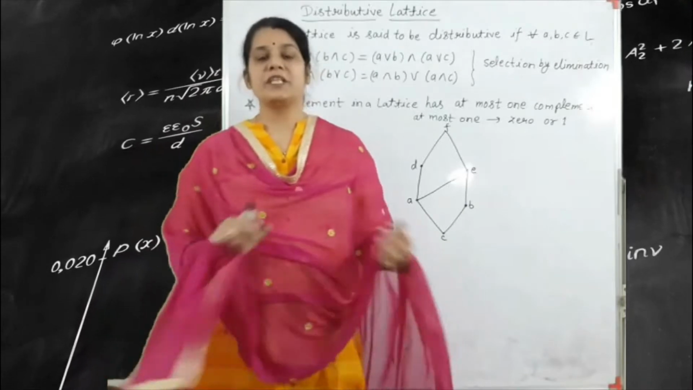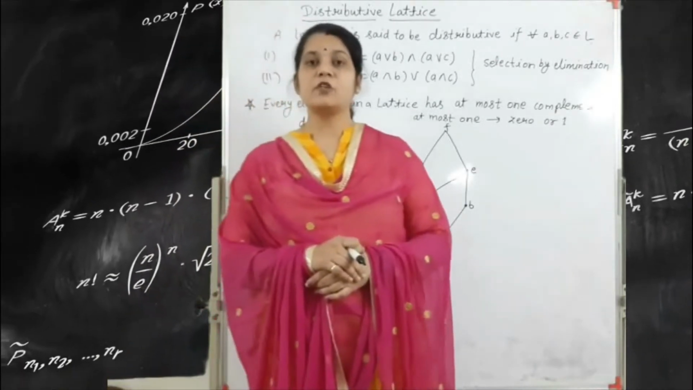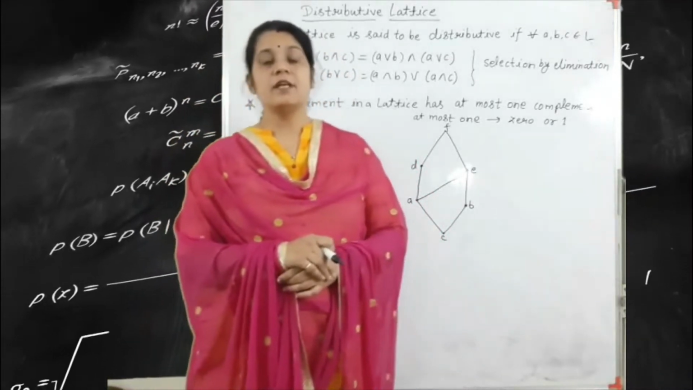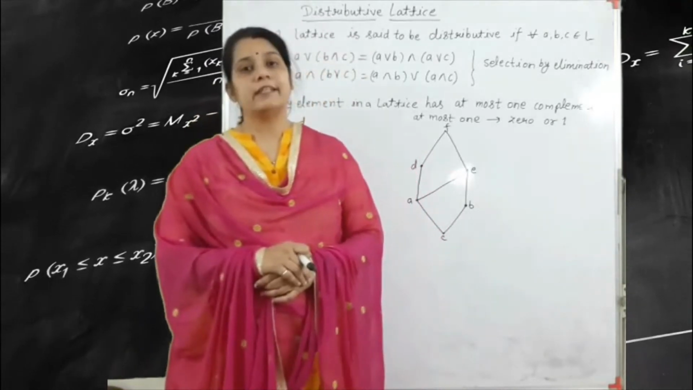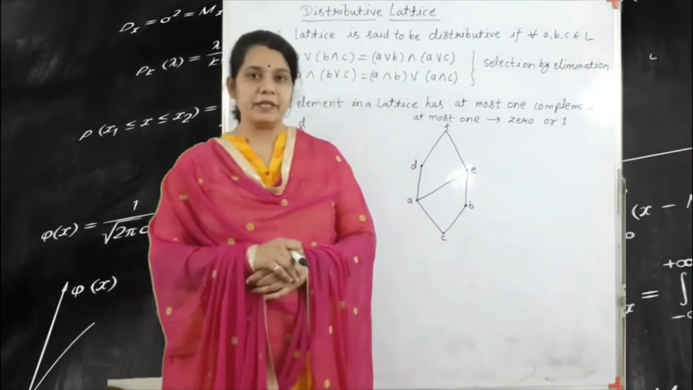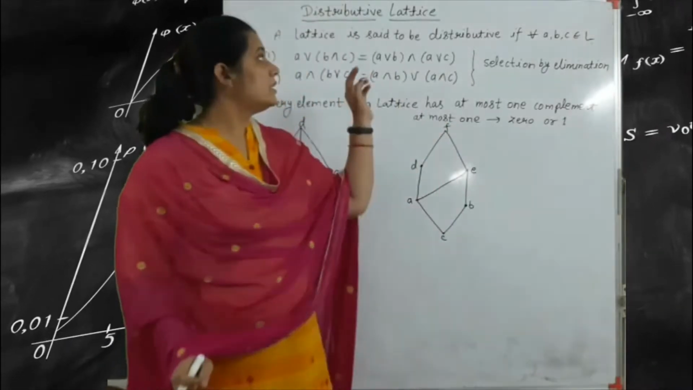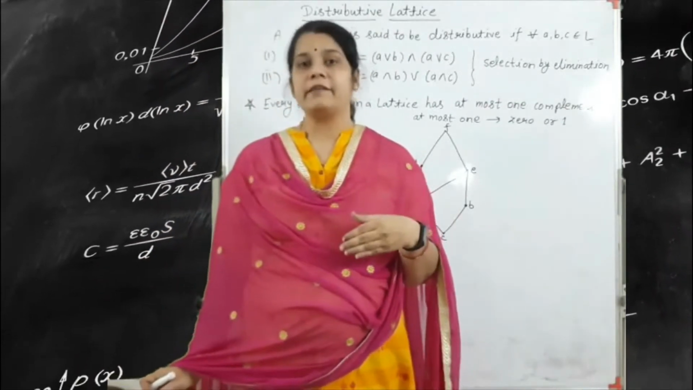Good morning everyone. Today I am going to take a lecture on discrete mathematics, chapter number 3, and the topic is relations. We have already seen in our previous lecture what the complement of an element in a lattice is, and with the help of this complement we find out two types of lattice: the distributive lattice and the complemented lattice.